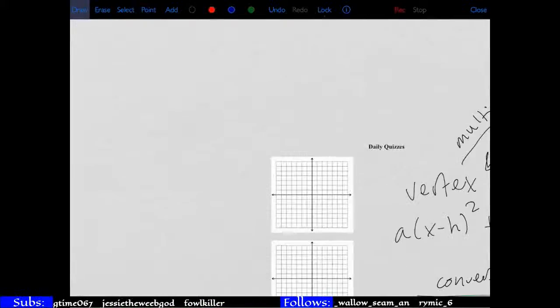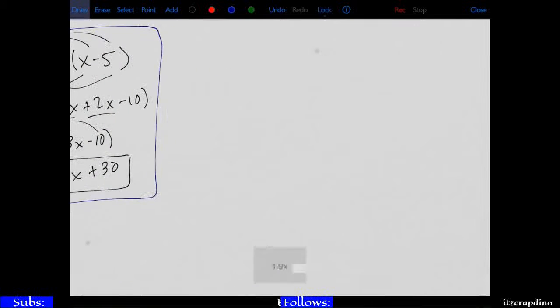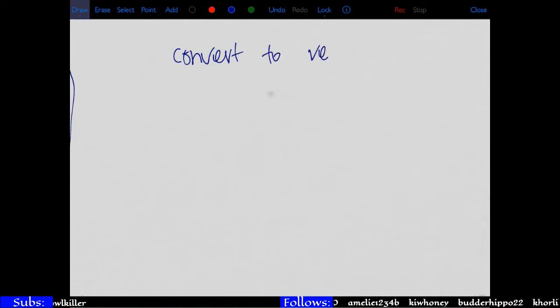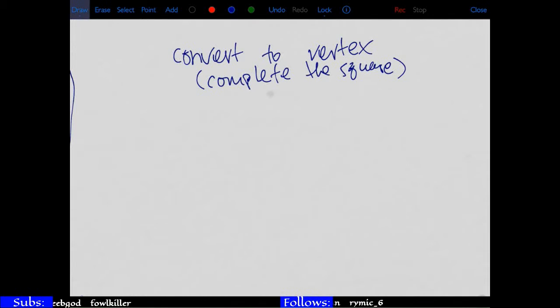Okay, next one. Let's use a spot right here. Last one is going to be converting to vertex. We do this by completing the square. Now this looks kind of similar to the area model factoring, so you just got to make sure you don't get confused between the two.